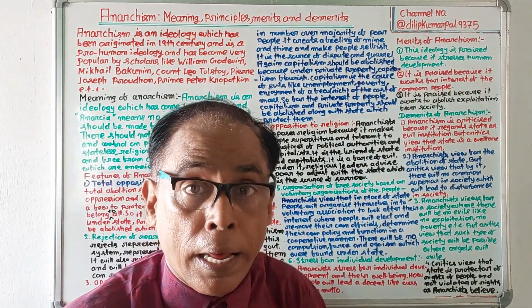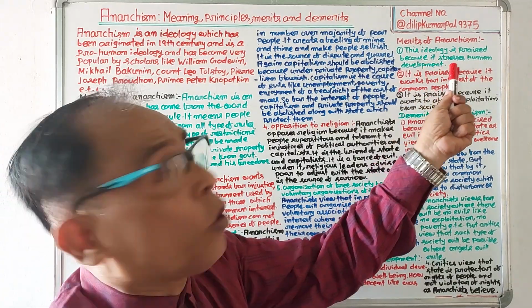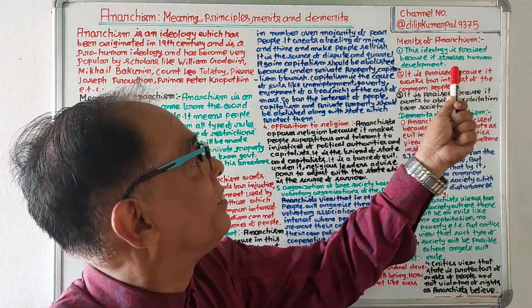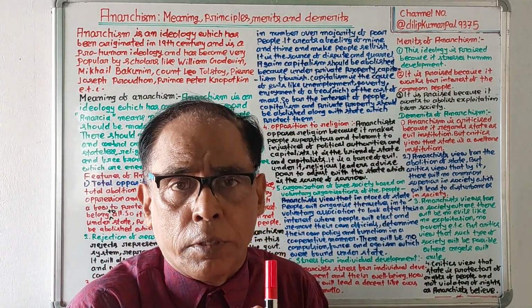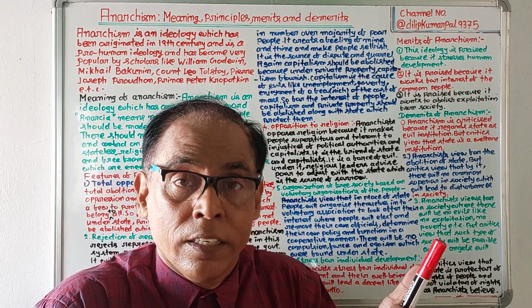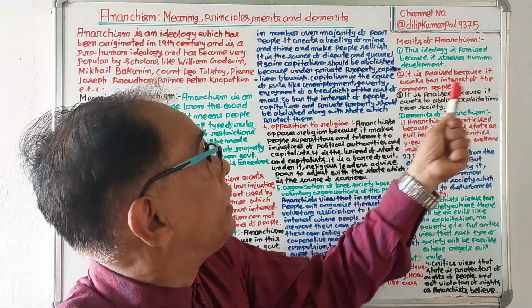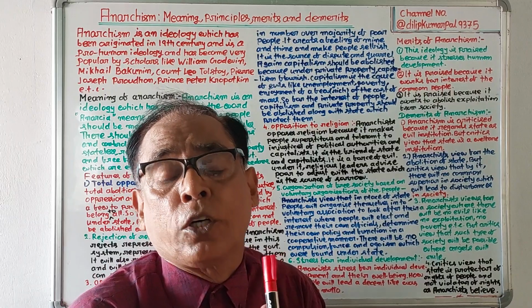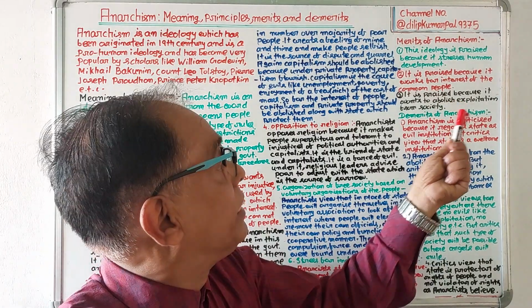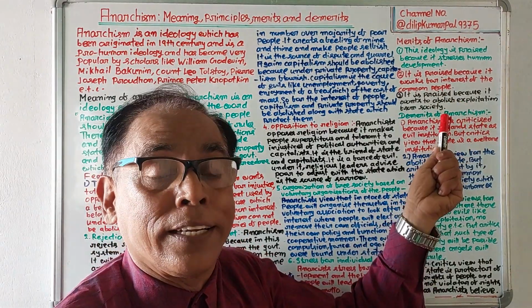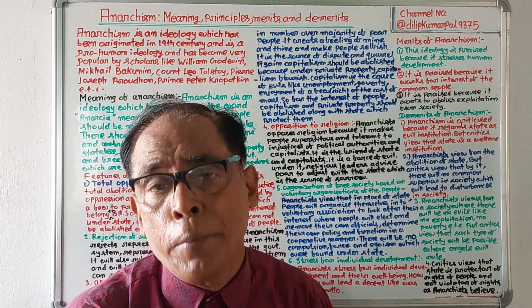Then we'll discuss merits of anarchism. What are the merits of anarchism? What good things they are telling? Number 1, this ideology is praised because it stresses human development. Number 2, it is praised because it works for the interest of common people. Number 3, it is praised because it wants to abolish exploitation from society. These are the 3 main merits of anarchism.